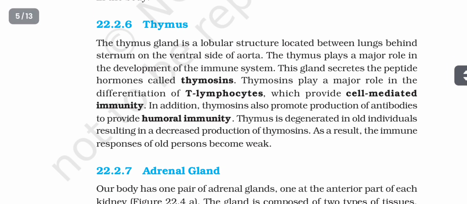Thymus. The thymus gland is a lobular structure located between the lungs, behind the sternum, on the ventral side of the aorta. The thymus plays a major role in the development of the immune system. This gland secretes a peptide hormone called thymosins. Thymosins play a major role in the differentiation of T lymphocytes, which provide cell-mediated immunity.